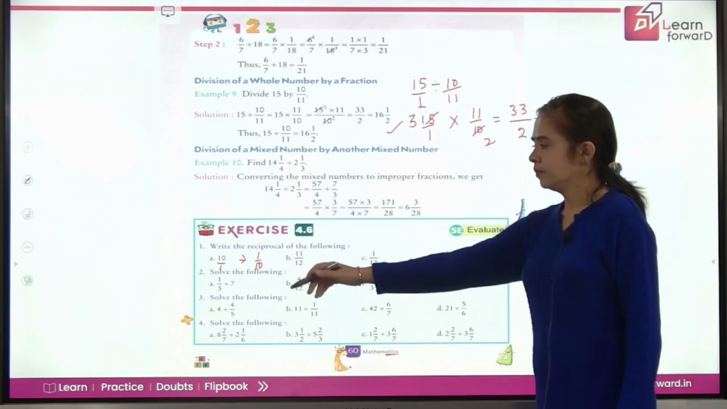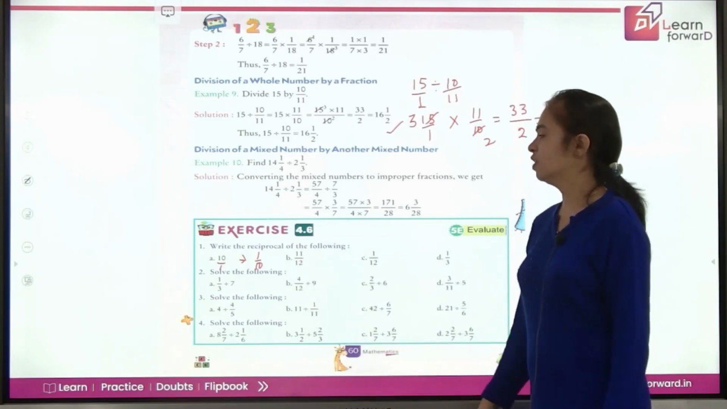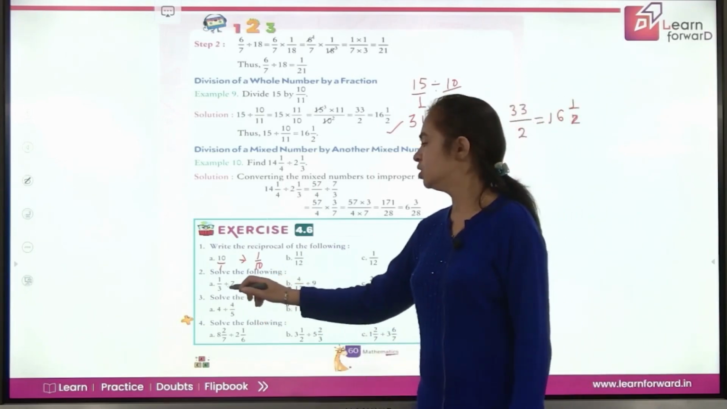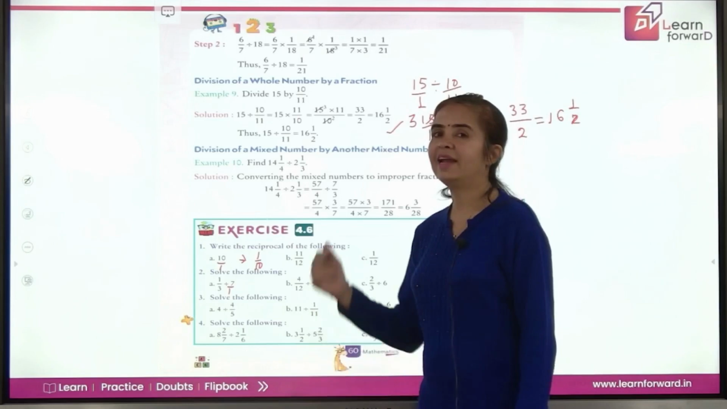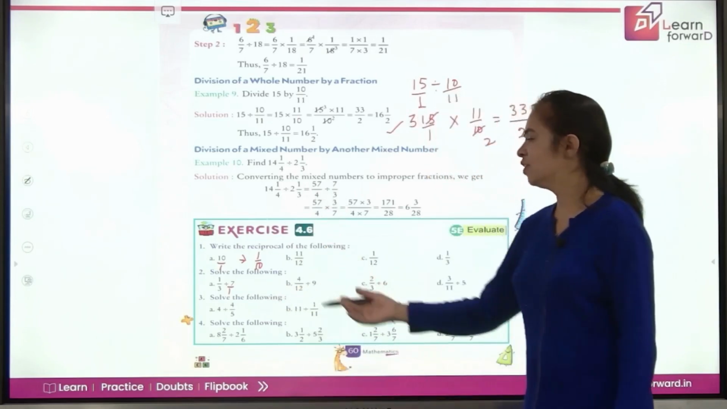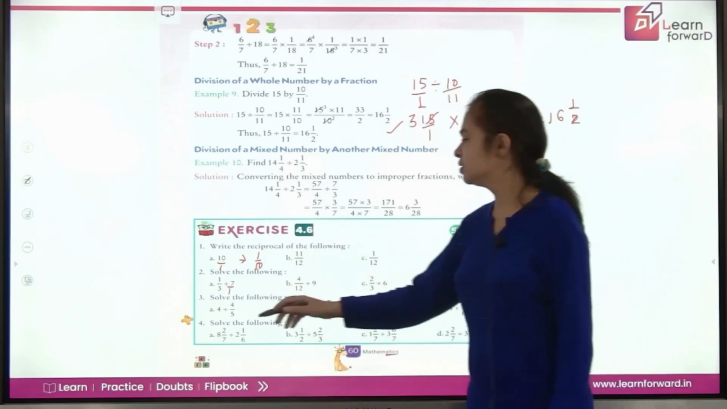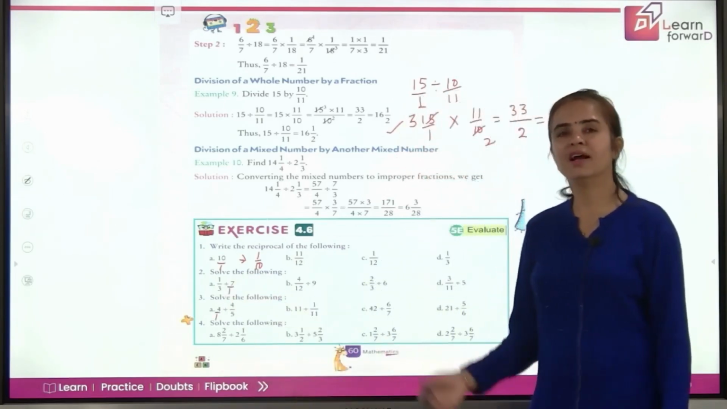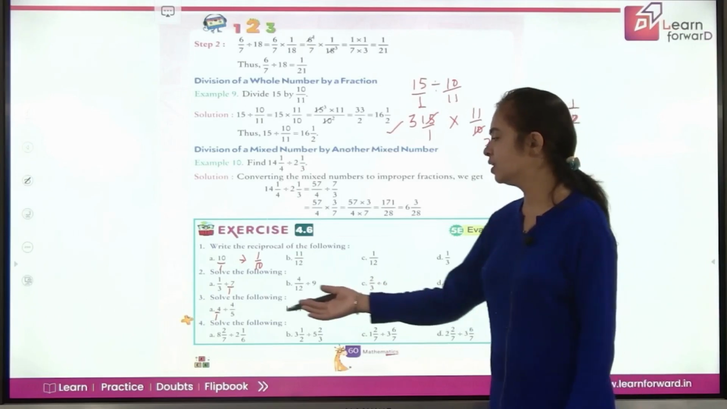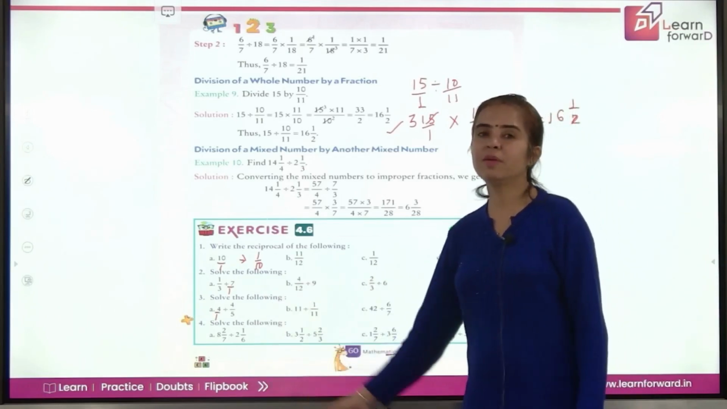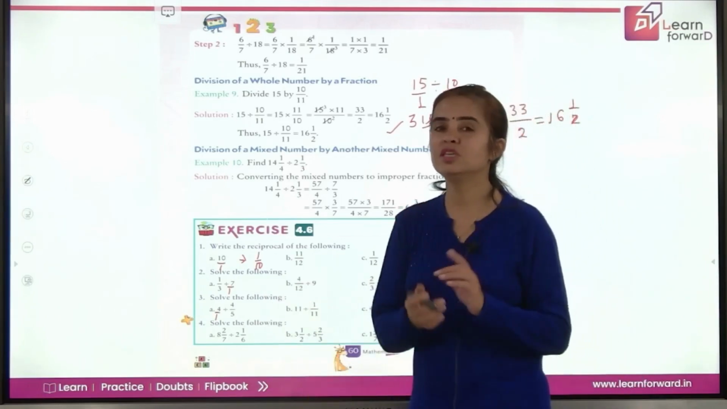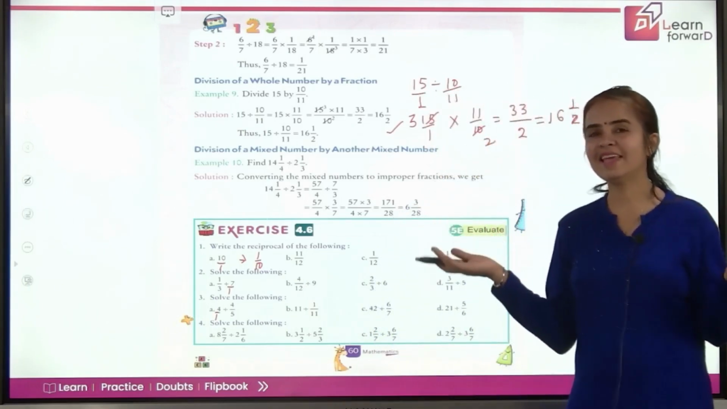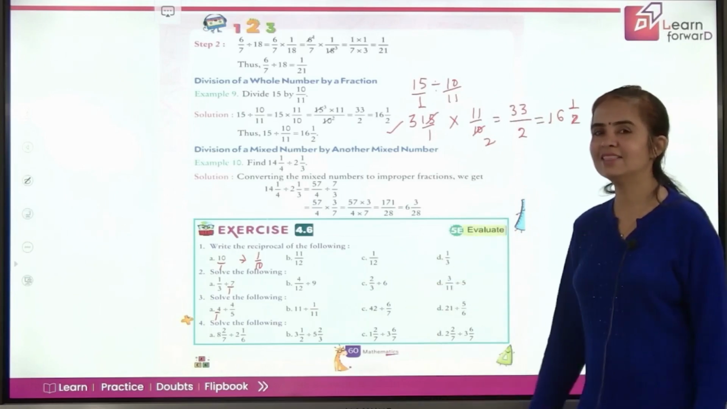Now, the next question says solve the following. So, this is division by a whole number. Change it into a fraction and then KFC. Solve the following. Same thing. The dividend is now a fraction. Again, KFC. In the third, solve the following. Both of them are mixed fractions. So, first you will be changing them into improper fractions and then again KFC and find out the answer.